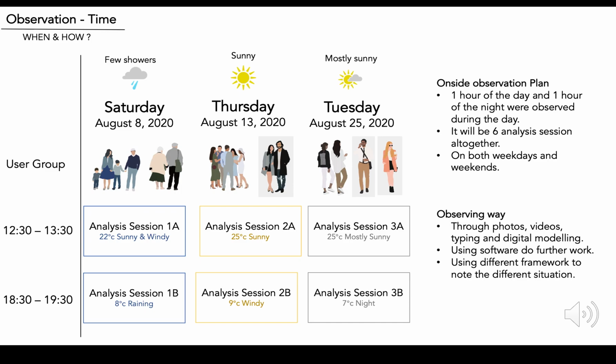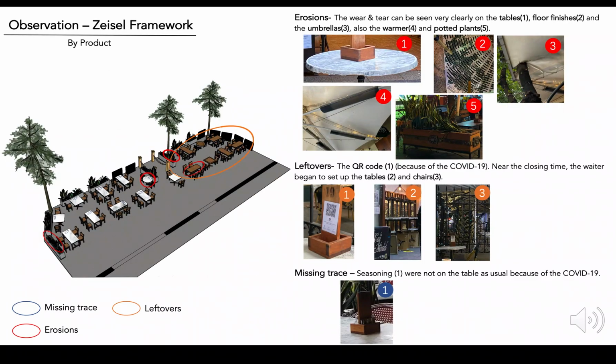In addition to observing in person, I use software like SketchUp and Photoshop to do the photo work. I use photos, videos, taping, and digital modelling to assist my observations. I will also use different frameworks to note the different situations. In the first part of the observations, I will use the physical environment series, which is the series that I truly focus on.